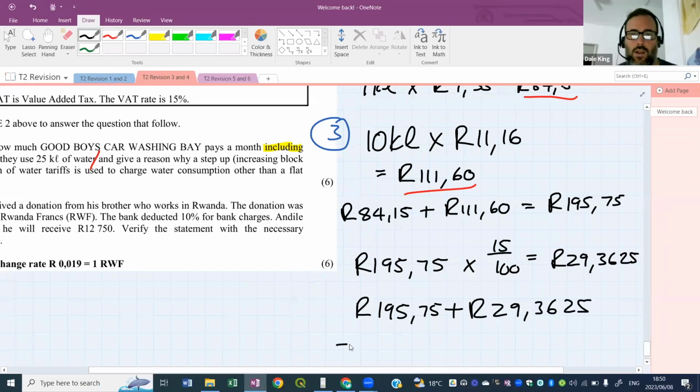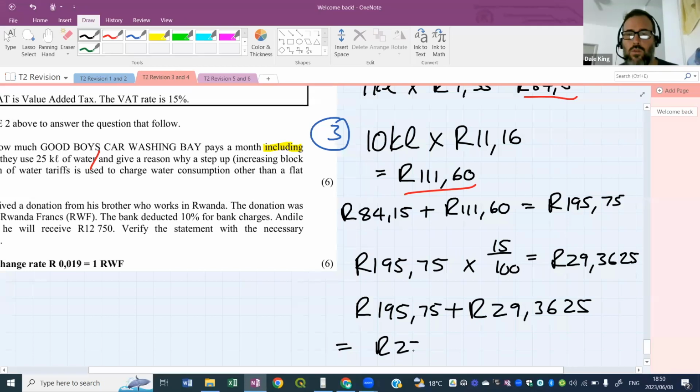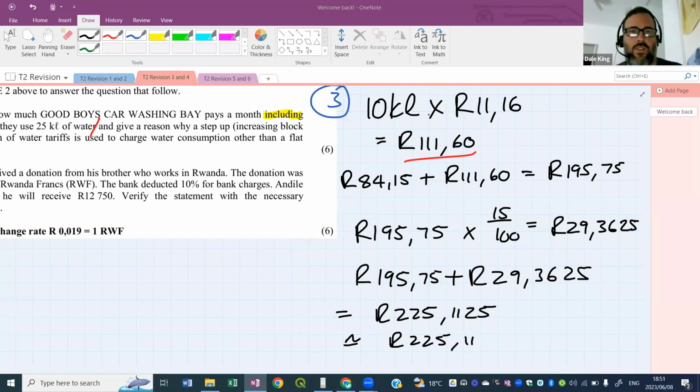Okay, so we're adding on our VAT here. Let me just add it on. So 195.75 and 29.3625 gives 225.1125. Round off to 2 decimal places. So this is going to round off to 225.11. All right, so it's 225 Rand 11 with the VAT included.